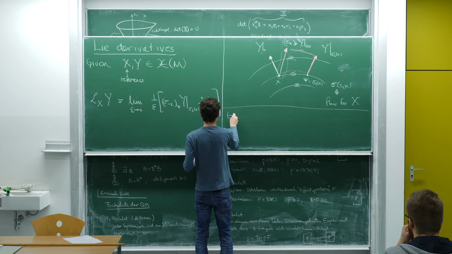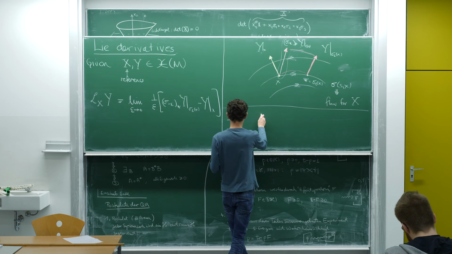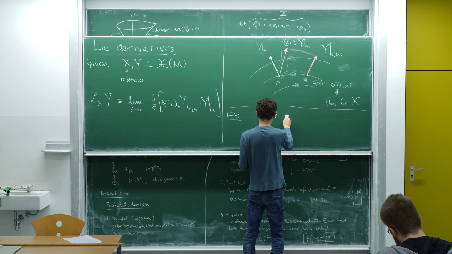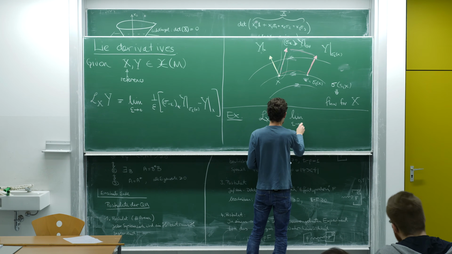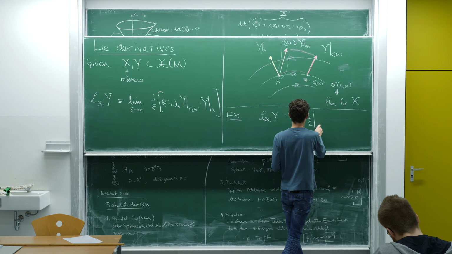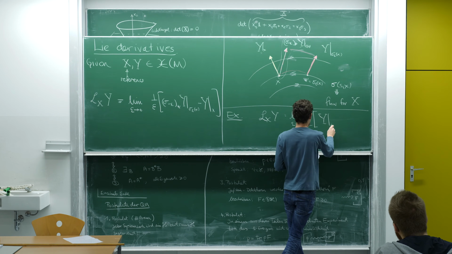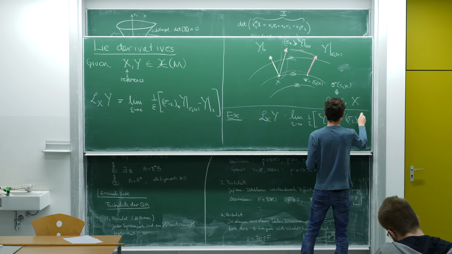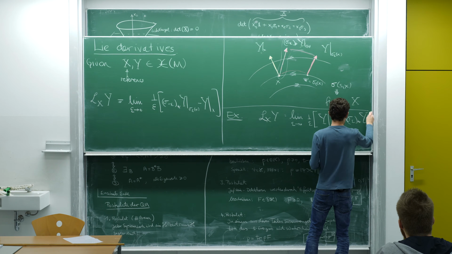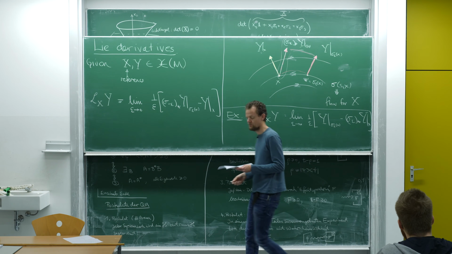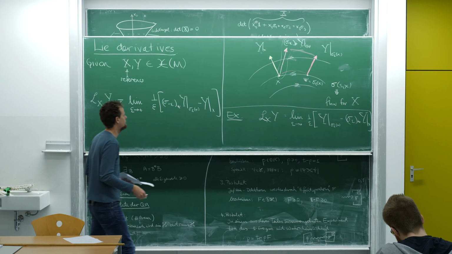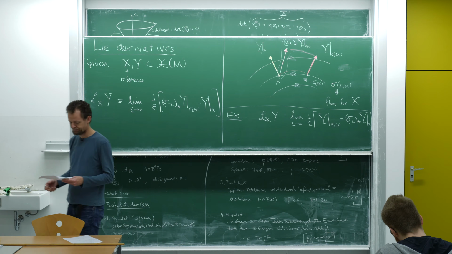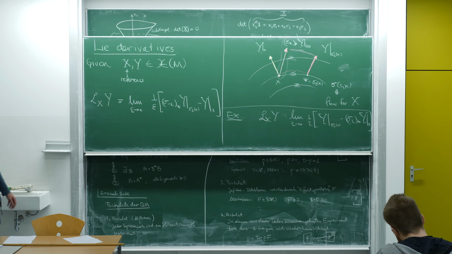Okay, a little exercise to get you warmed up in this business. Show that you can define the Lie derivative in various other ways. For example, you could instead define the Lie derivative this way by pushing forward the vector at x rather than pushing forward the vector at sigma epsilon x. Got to argue these are the same thing. So you think about that.